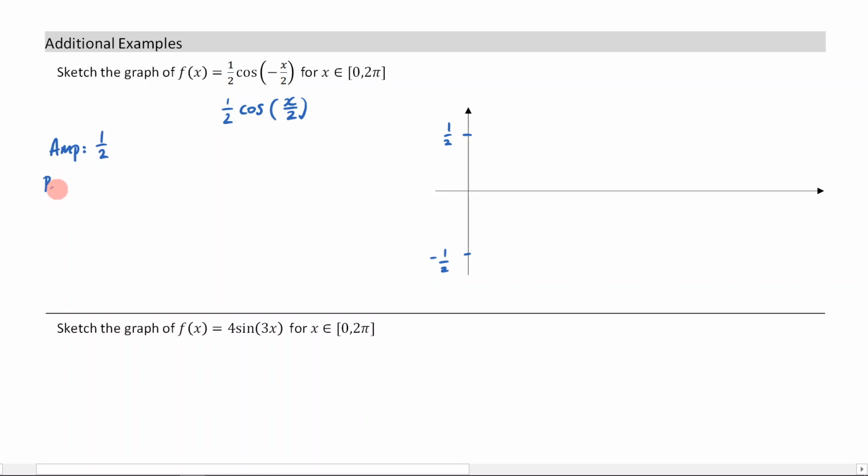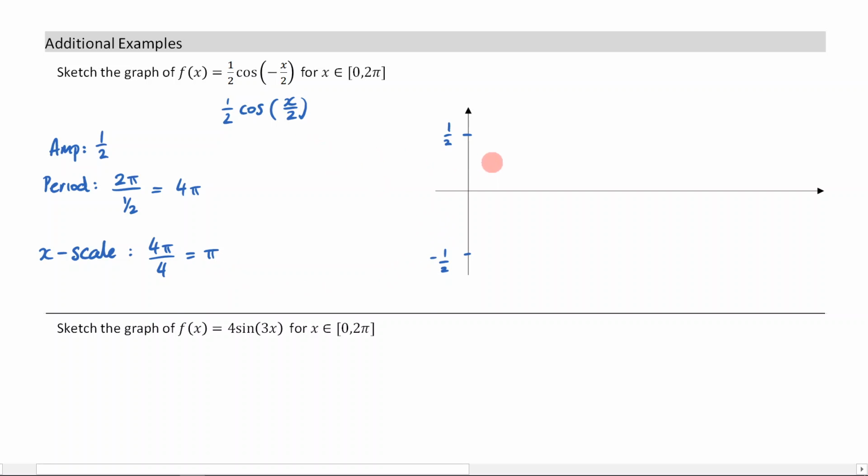Then we're going to find what the period is going to be. The period is going to be 2 pi over, now here, what is in front of my x is a half. So it's going to be 4 pi. Then you might want to find the x scale. The x scale is going to be 4 pi divided by 4, which is going to be pi.